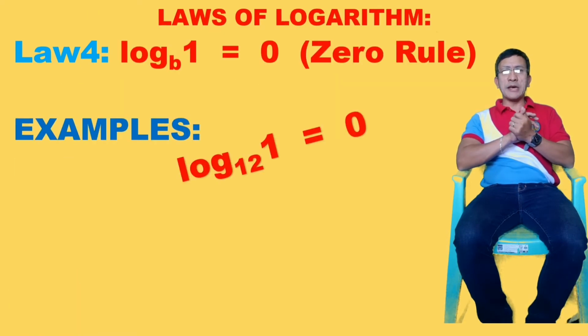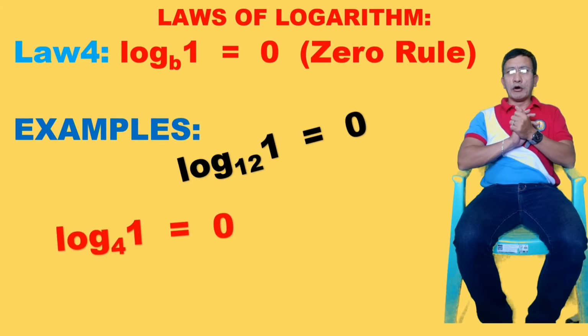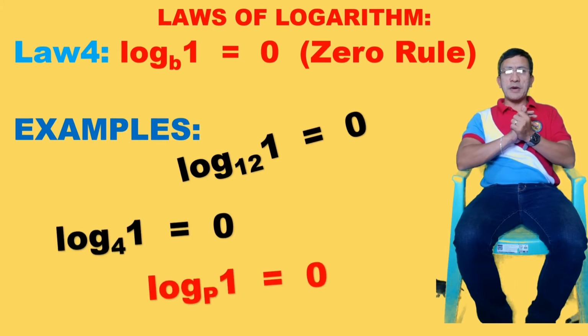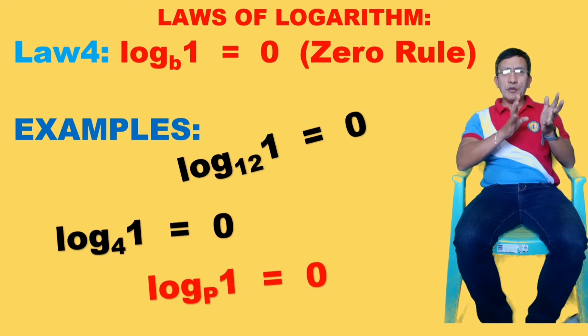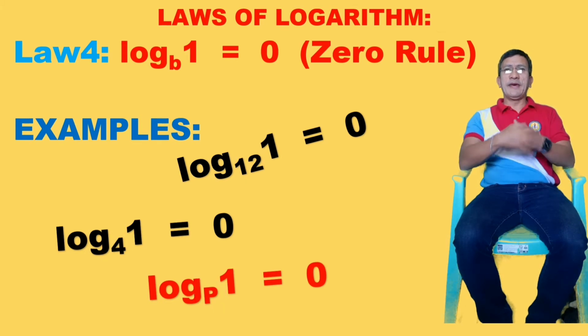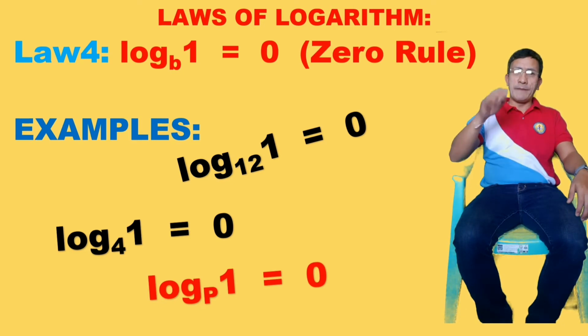Examples: log of 1 with base 12 equals 0. Log of 1 with base 4 equals 0. Log of 1 with base p equals 0. If you will observe, they have different bases, but the value of the logarithm is always 0. And that is law of logarithm number 4.